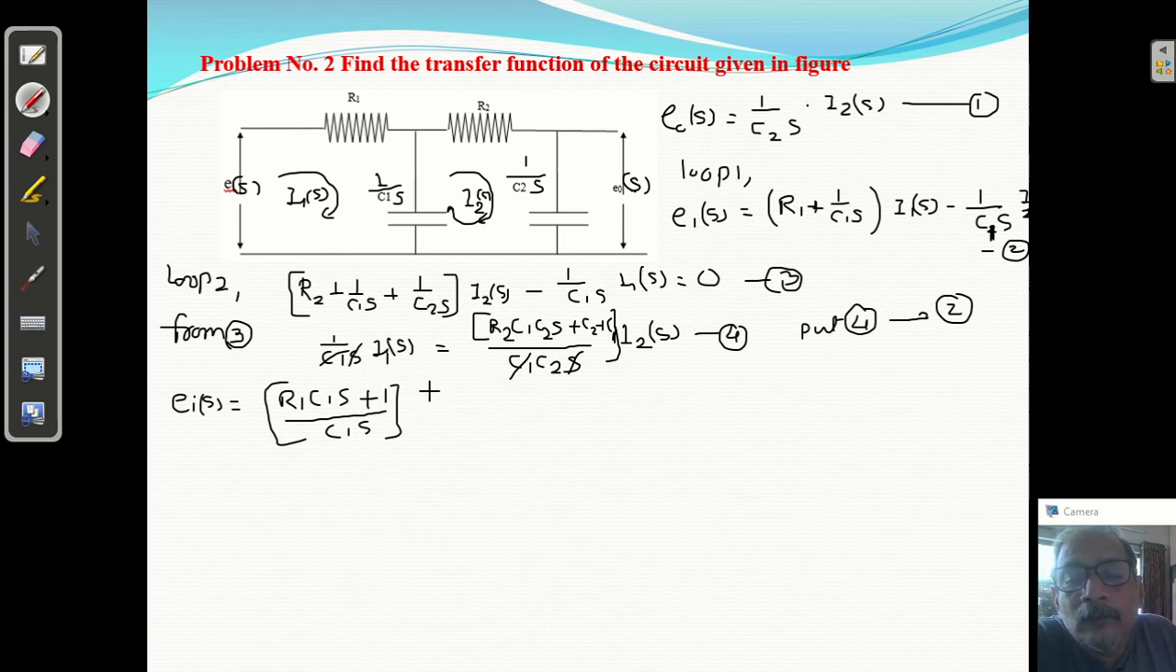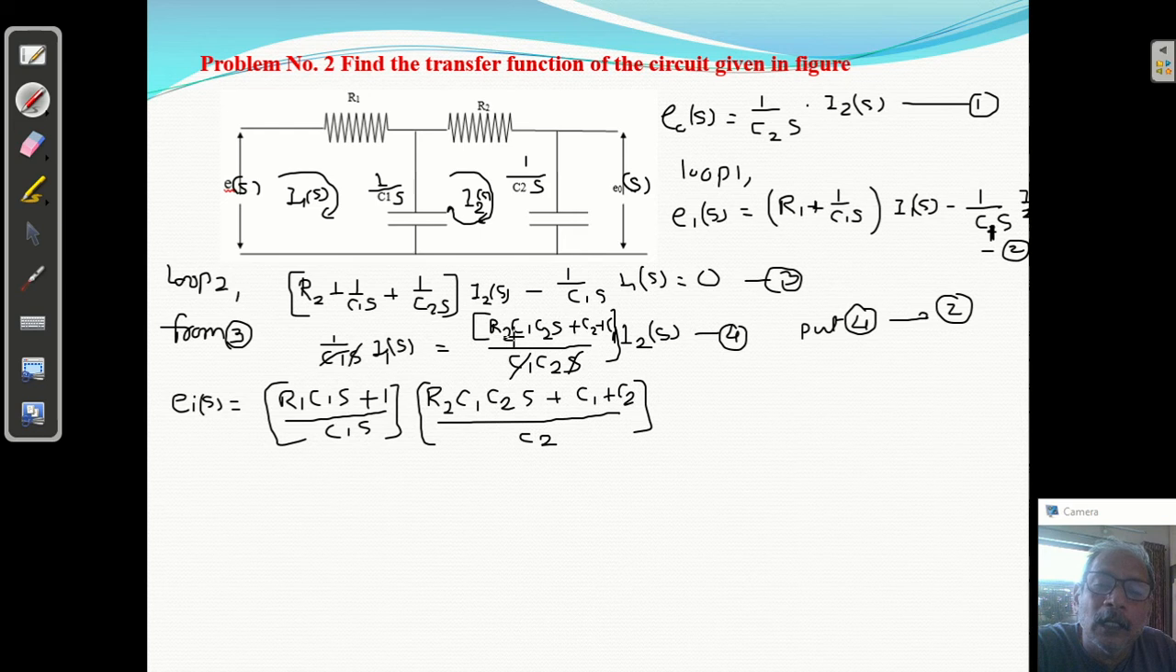This R2 C1 C2S plus C1 plus C2 upon what? C2 I got. This is the value of I1 equal to this R1 R2 C1 C2 S plus C2 C1 plus C2 upon C2 into I2 of S, into I2 of S here आ गया, right? Minus this, so minus मैं कॉमन ले लेता, minus 1 upon C1 into S, or I am taking I2 common.